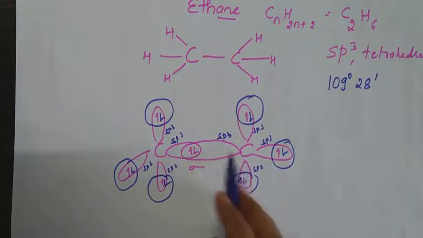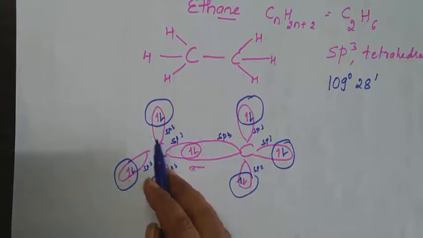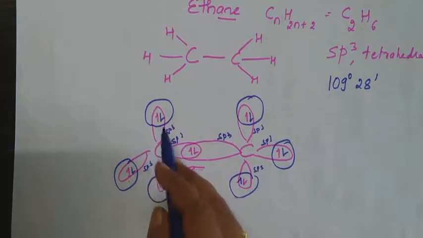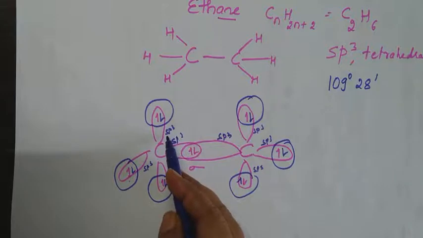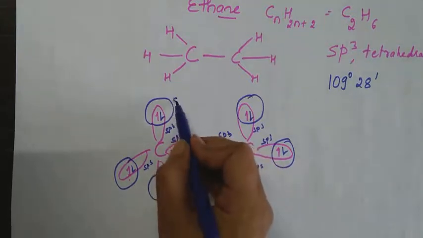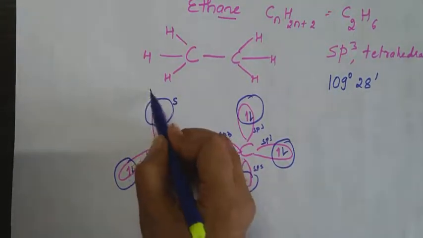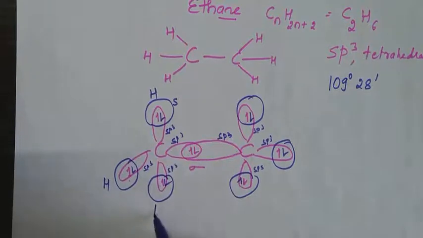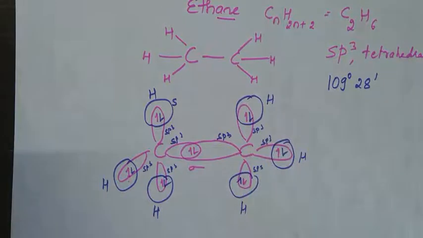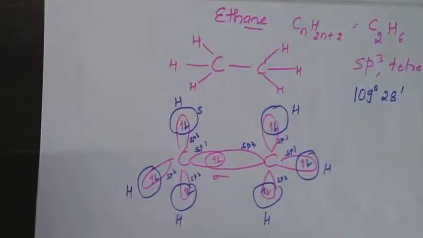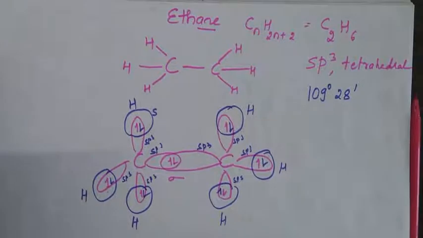And on the same lines, a sigma bond is formed between carbon and hydrogen atom. The sp3 hybrid orbital of carbon atom overlaps with the s orbital of hydrogen atom to form carbon-hydrogen sigma bonds. Hope you have understood the structure of ethane. Now we shall look into the structures of ammonia and water.